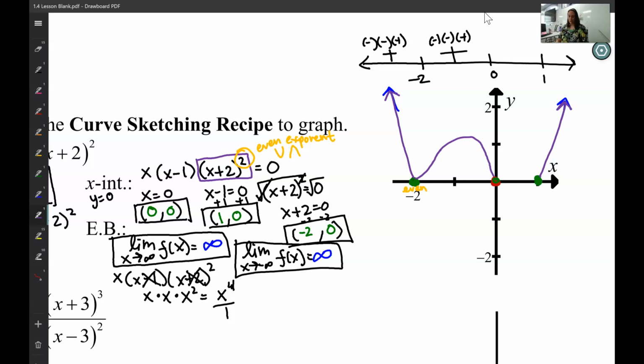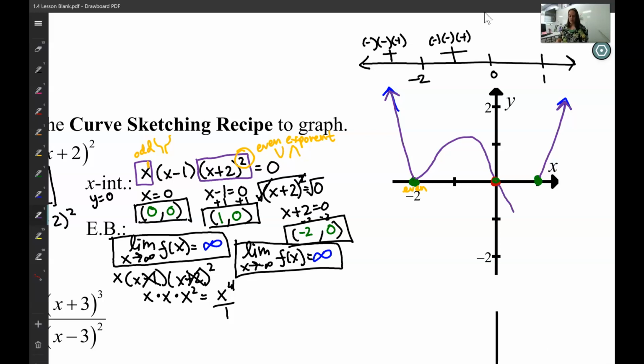Now at 0 we enter the same question. Am I going to bounce off or am I going to cross through? Once again, I could do a sign line. I could just look at the power. So this one's 0. So this one would be this x. The exponent on this one is a secret 1, which is an odd exponent, which means I'm going to cross through this point. I can double check that with my sign line.